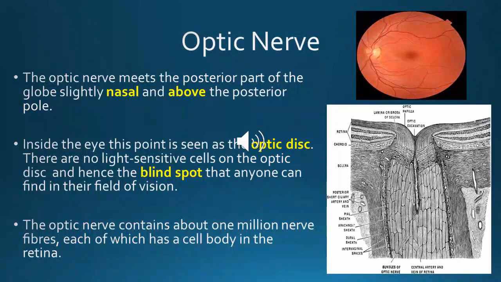The optic nerve meets the posterior part of the globe, slightly nasal and above the posterior pole. Inside the eye, this point is seen as the optic disc. There are no light-sensitive cells on the optic disc and hence the blind spot of the eye. The optic nerve contains about 1 million nerve fibers, each of which has a cell body on the retina.